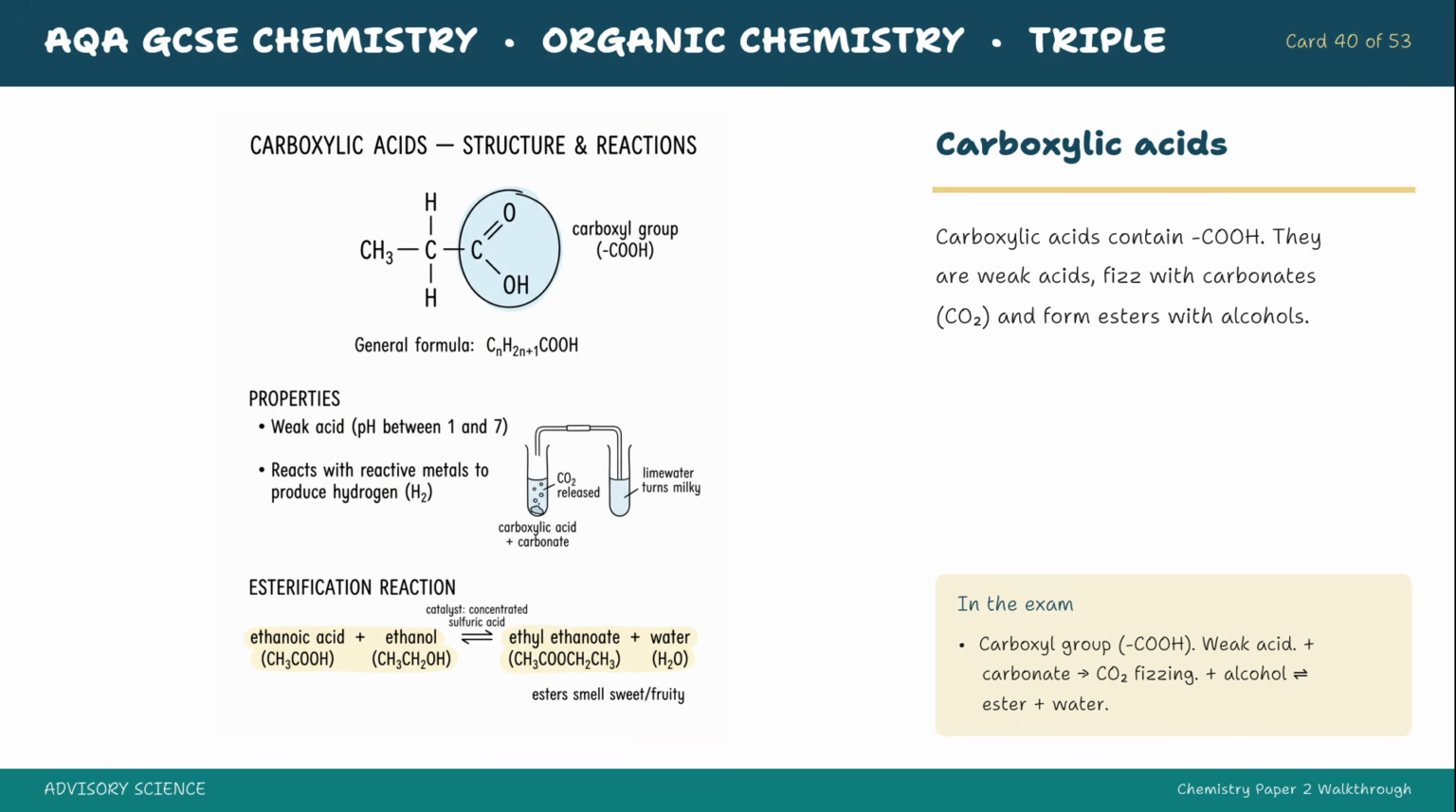Importantly, carboxylic acids are weak acids. They only partly ionize in water, so they have a higher pH than a strong acid of the same concentration. In the exam, the phrase to use is that weak acids only partially ionize in solution. That's why at the same concentration, a weak carboxylic acid has a higher pH, or is less acidic, than a strong acid like hydrochloric acid.